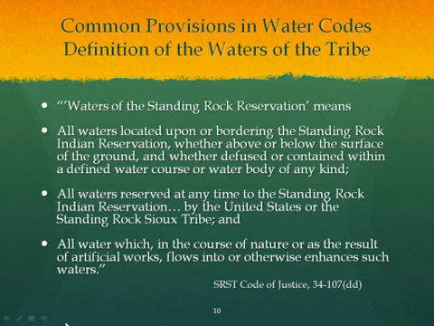And, you know, it's more of a scientific or technical approach, talking about waters located upon or bordering, whether above or below, whether diffuse or contained in a defined water course. All waters reserved at any time by the Standing Rock Sioux Tribe or by the United States for the tribe, natural or artificial, flowing into or out of it. So just another example of a very broad definition. And these broad definitions often get quantified through water compacts or adjudications, and then a tribe will have a set amount in that federal legislation, perhaps, or a court decree, which identifies exactly what waters are going to be regulated under the tribe's water code.